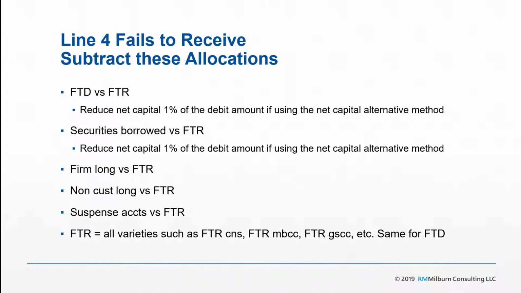Now, fail to receive means all varieties such as fail to receive CNS, fail to receive muni bonds, fail to receive government securities, etc. And that also works the same for any definitions for fail to deliver. So that's what you're going to subtract from line 4, fails to receive.